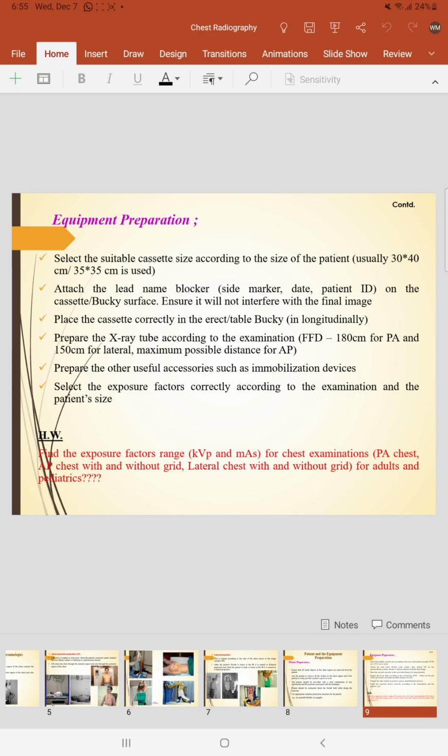Again, FFD for PA 180 cm. For lateral 150 cm. For AP maximum possible distance. Prepare the other useful accessories such as immobilization devices. Select the exposure factors correctly according to the examination and the patient size.